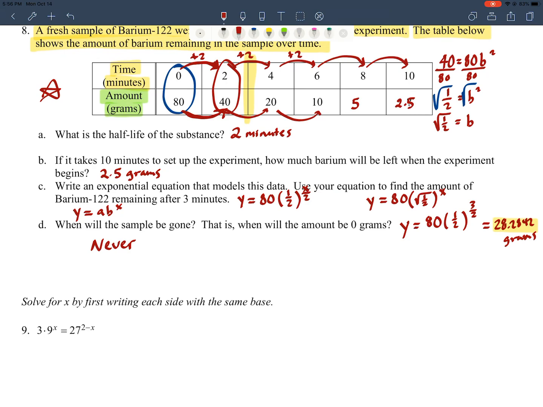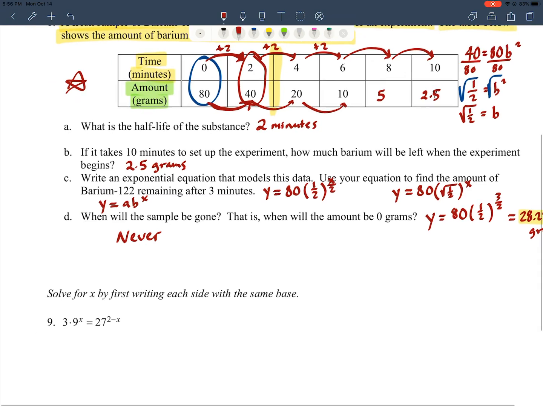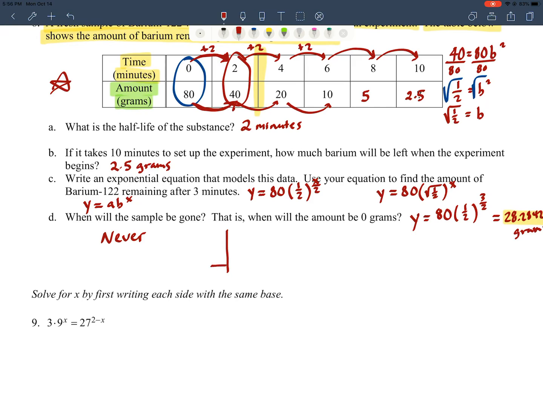exponential function, and I think my pen died again, so hold on. If you think about your exponential function, y equals a b to the x, we'd hit our y-axis at 80, and then it's coming down by halves. But remember, there's this asymptote along our x-axis, so it does not ever touch that asymptote. So therefore, it's never going to have a y value equal to 0 because it can't. So basically, when will the amount be 0 grams? It will never be. It can't be.